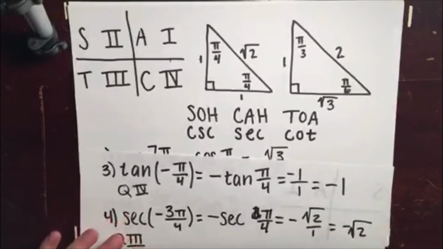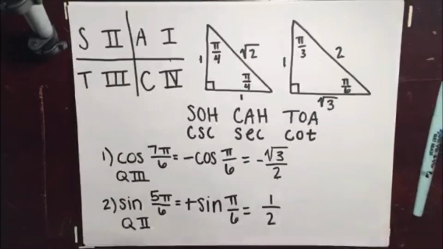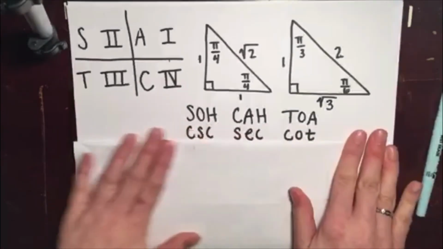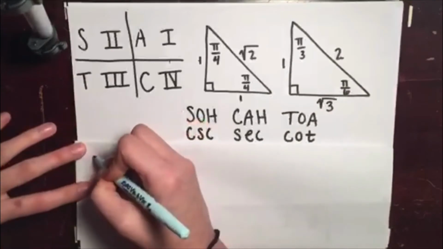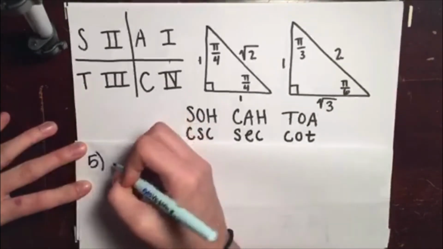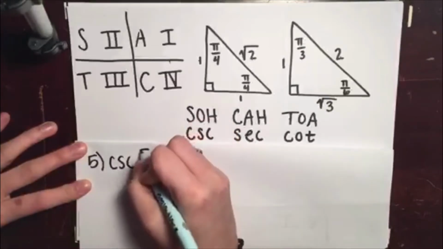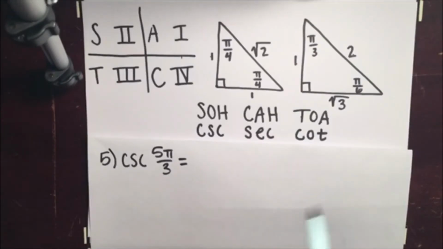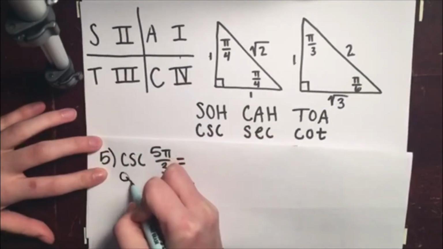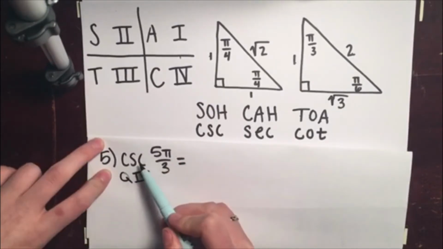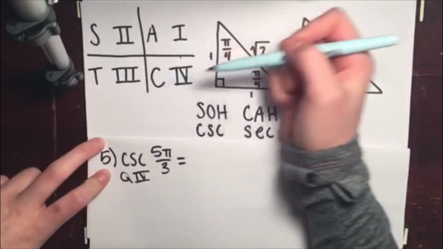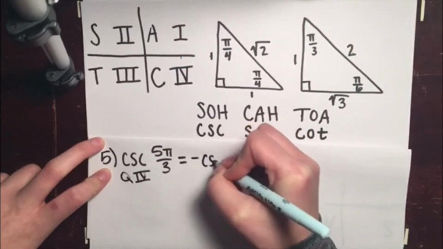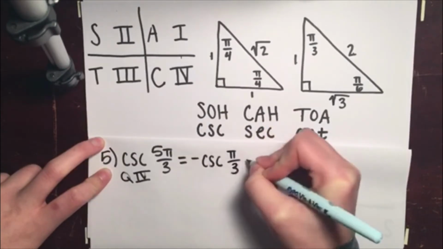All right? Let's take a look at a couple more here, and then we'll be done. And hopefully you'll be able to do some of these problems on your own. Okay, so we've got cosecant of 5 pi over 3. Okay. First things first, which quadrant is 5 pi over 3 in? Well, that's in quadrant 4. Okay, cosecant corresponds with sine. Is sine positive in quadrant 4? No, it is not. So we have negative cosecant of pi over 3.